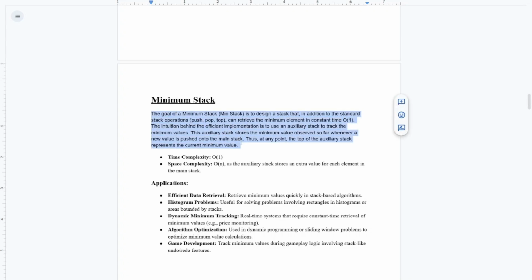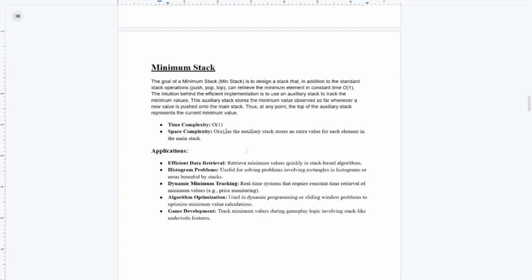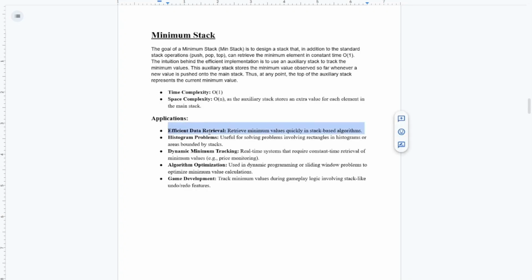Then let's read the problem statement once. The goal of the minimum stack problem is to design a stack which, in addition to standard operations push, pop, peek, can retrieve the minimum element in big O of 1. The approach to make it efficient is that we may use an auxiliary stack, a helper stack, to keep track of minimum values. And when we want to get a minimum value, we will take the value from the auxiliary stack, that is the helper stack. Okay, so it will take big O of 1 time and big O of n space because of the auxiliary stack. Now the applications are efficient data retrieval, histogram problems, dynamic minimum tracking, algorithm optimization, game development.